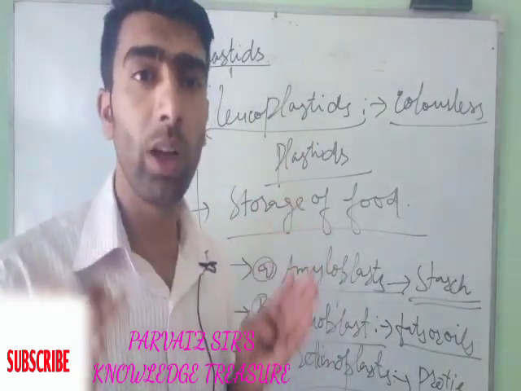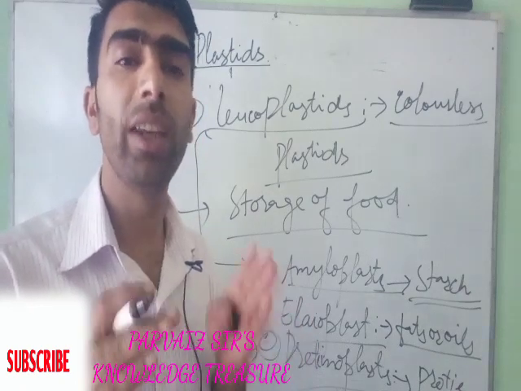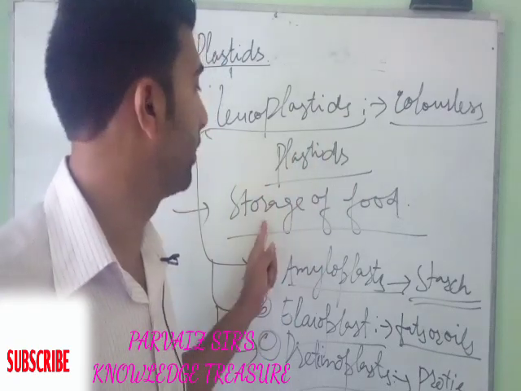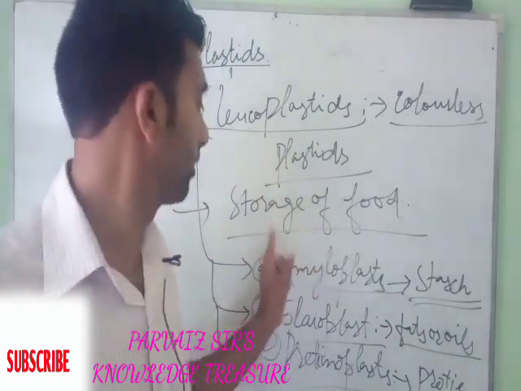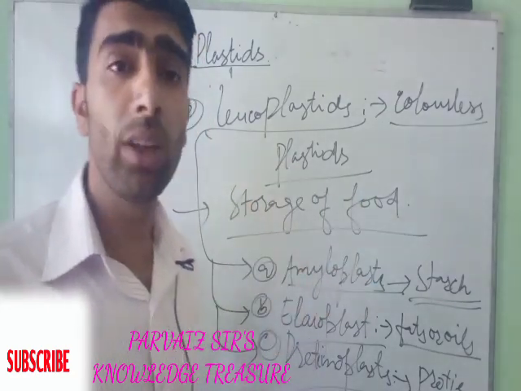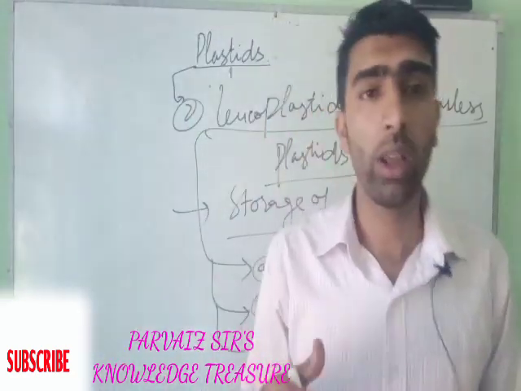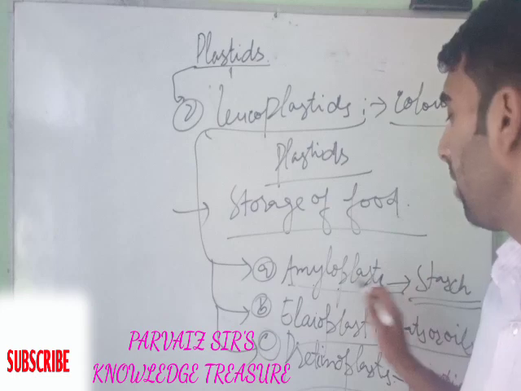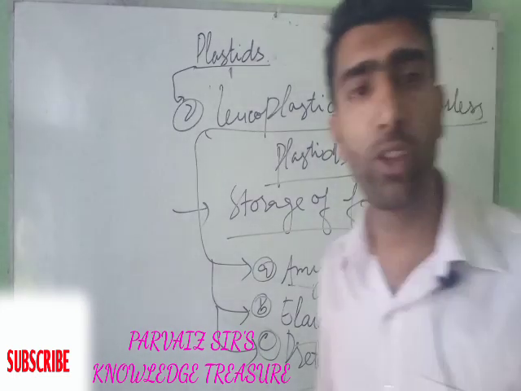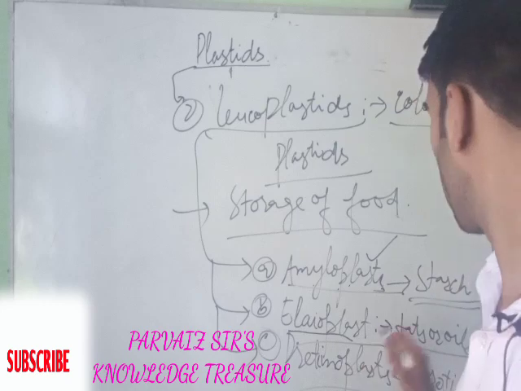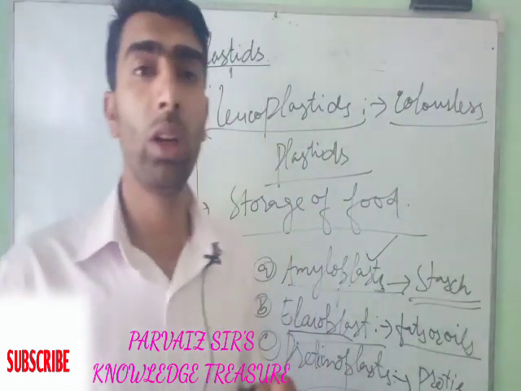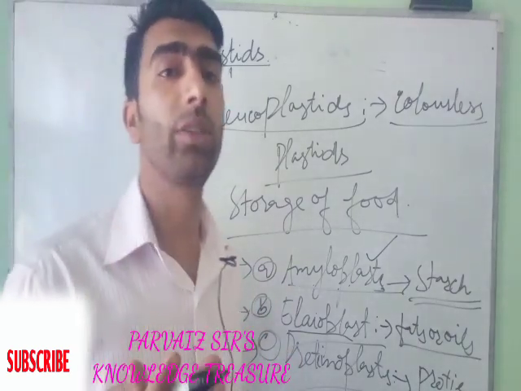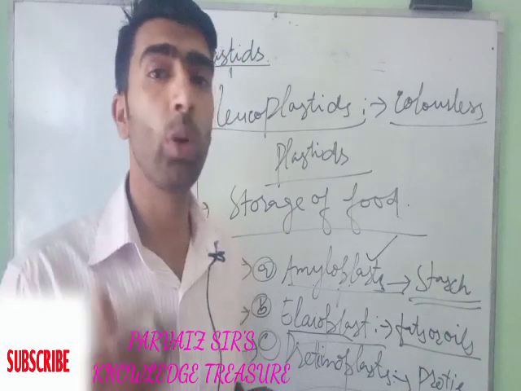Leucoplasts are those plastids which do not have any color pigments in them. They are colorless plastids. Their main function inside the cell is storage of food. On the basis of what type of food they store, these plastids are further divided into three types. Number first is amyloplasts, which store starch. Elaioplasts store oils or fats or lipids. And proteinoplasts store proteins in them.